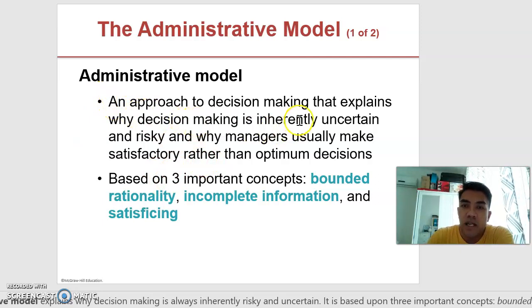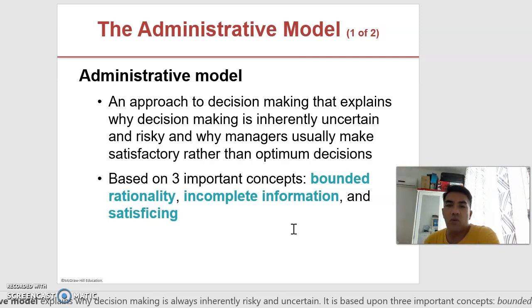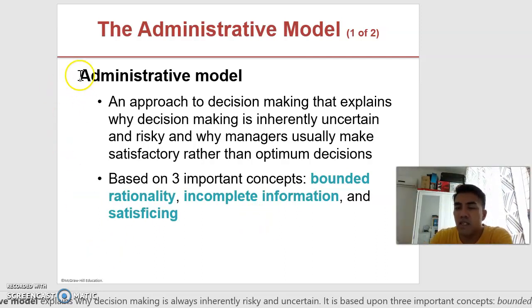This approach to decision making explains why decision making is inherently uncertain and risky, and why managers usually make satisfactory rather than optimum decisions. It is based on three concepts: bounded rationality, incomplete information, and satisficing. This is quite common. Sometimes in real life or in complex decisions, we don't have all of the information. We don't even know what the alternatives are, because we never experienced that type of situation before. In that kind of circumstance, that is what we call the administrative model of decision making, and we are going to look into each of these concepts.